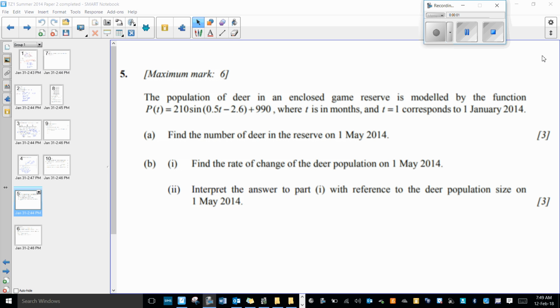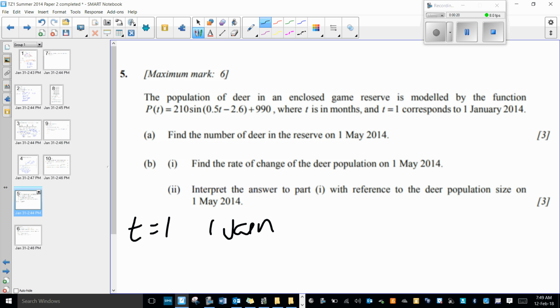The deer population in a zone is modeled by the function where t is in months and t equals 1 corresponds to 1st of January. Find the population on the 1st of May. Okay, so if t equals 1 is 1st of Jan, then 1st of May will be t equals 5. So we're going to substitute that value in.